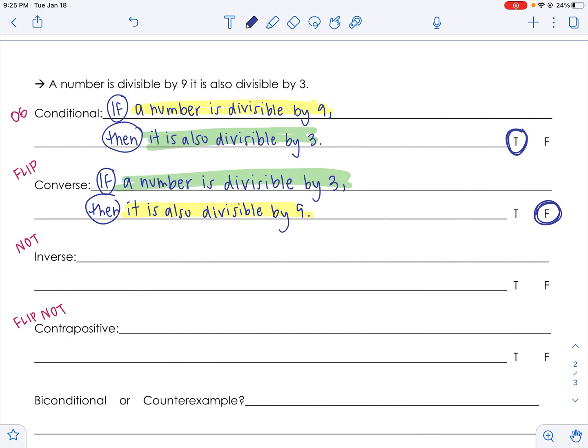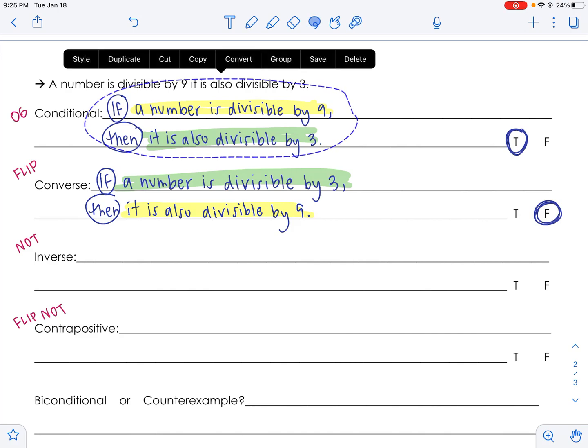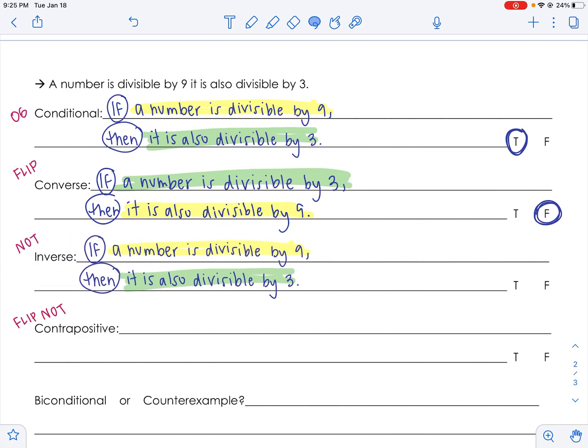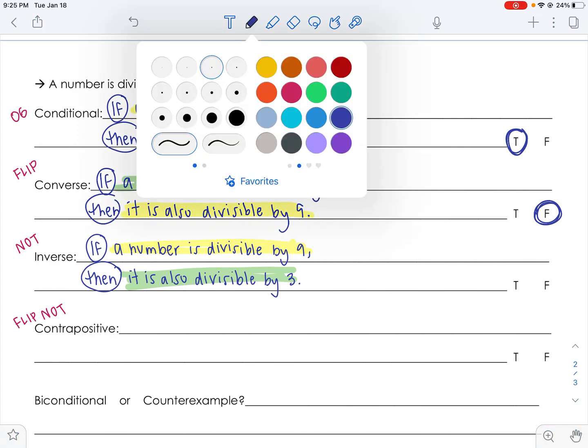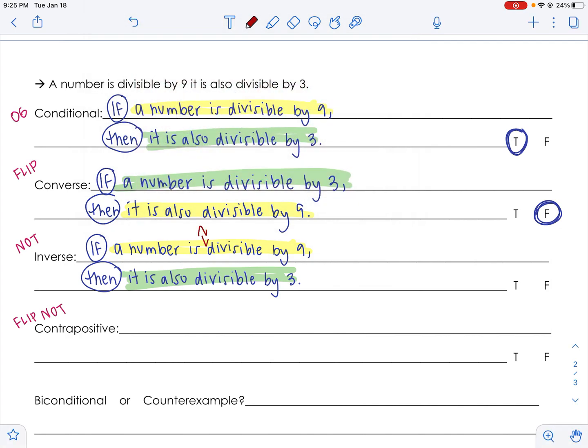Okay, inverse is when you not the statement. So basically, you can go back up here, copy and paste the same thing, and then just add in the word not. So it wouldn't be if a number is divisible by 9. It should be if a number is not divisible by 9, then it is also not divisible by 3. So I'm not changing the order. It's basically that original statement, just adding in the word not.